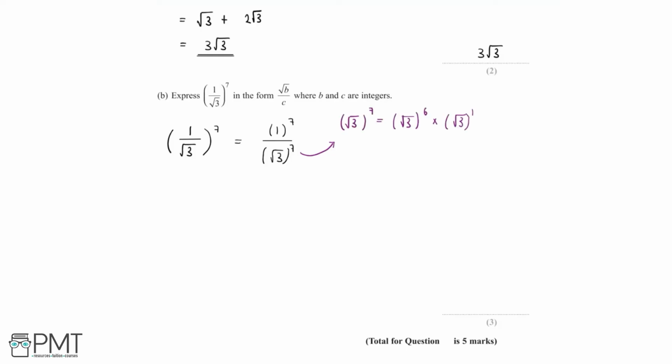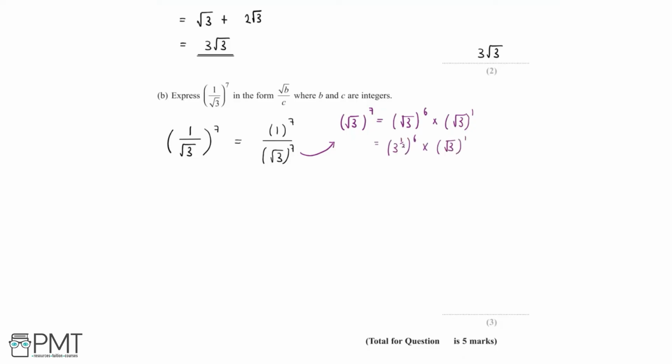Now root 3 can be written as 3 to the power of a half, and so root 3 all to the power of 6 can be written as 3 to the power of a half all to the power of 6. And so we're left with 3 to the power of half all to the power of 6 multiplied by root 3 to the power of 1.